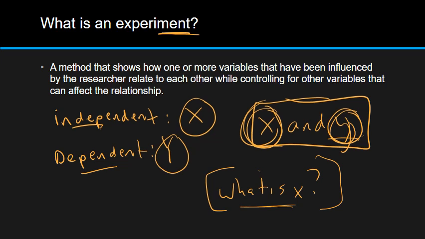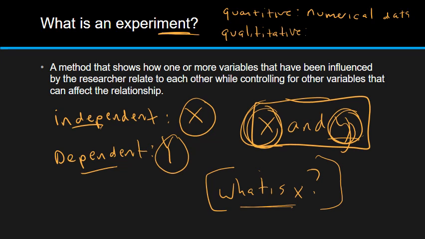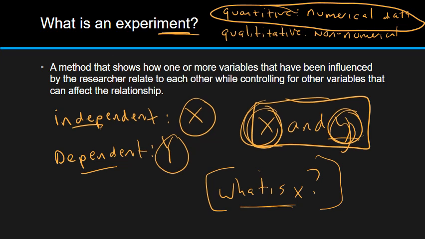So the difference between quantitative and qualitative research: quantitative, you're dealing with numerical data, okay? And qualitative, you're dealing with non-numerical data. That's kind of one way to put it. So right now, remember, we're still in quantitative. We're dealing with numerical data, data that is a number, basically.